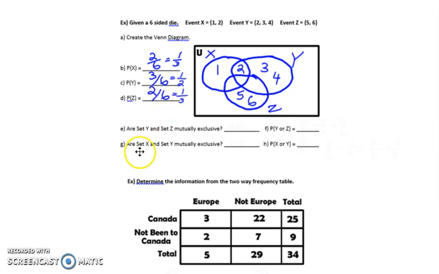So the question is, are set y and set z mutually exclusive? If they have overlap between y and z, they are not mutually exclusive. If there's no overlap, then they are. And we can see right here where those intersect, we don't have anything in those spaces. So yes, they are mutually exclusive. Therefore, when I do their probabilities, I can just add them together. I can add my 3 out of 6 with my 2 out of 6 and get 5 out of 6.